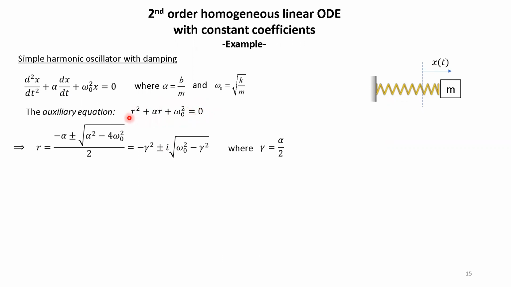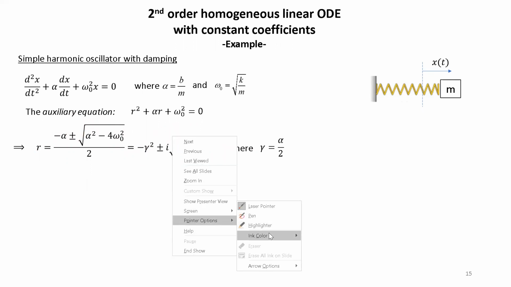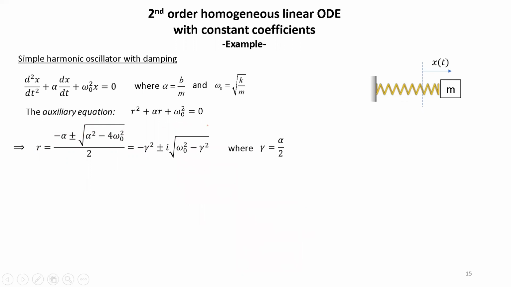Now if I find the root, this is my solution, my root. And I define this alpha divided by 2 to be gamma. If you simplify it, you will get this number. But this is actually only for the case where omega naught is greater than gamma. There are two more different cases that we'll talk about.